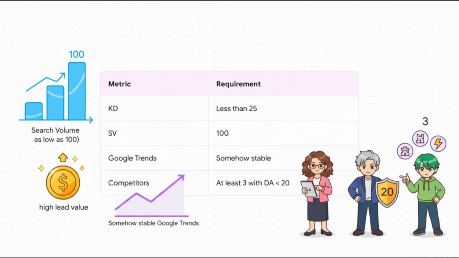Now check this out. The search volume for a service site can be as low as 100. I know, that might sound crazy low, but the value of each one of those visitors, each lead, is incredibly high.